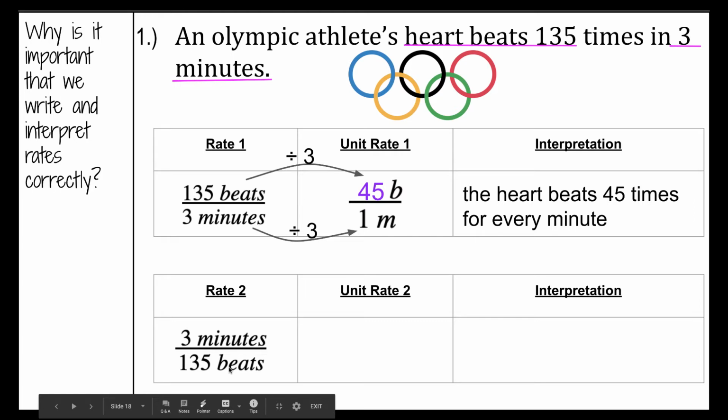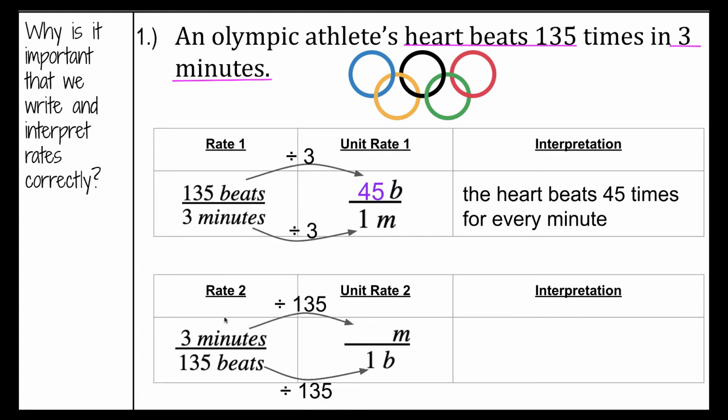Let's find the unit rate of that rate. So I want to know how many minutes for 1 heartbeat. Again, we would just take 3 and divide it by 135 like Mr. Math Antics pointed out, or I could show it like this. How am I going from 135 to 1? I'm dividing by 135. So I'm going to take 3 and divide it by 135. Pause the video so that you can get that down in your notes.